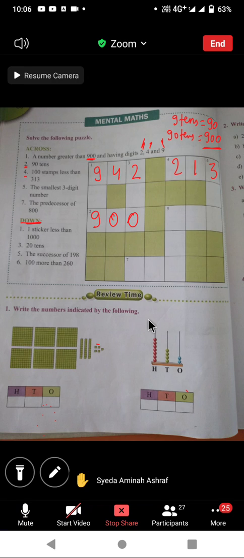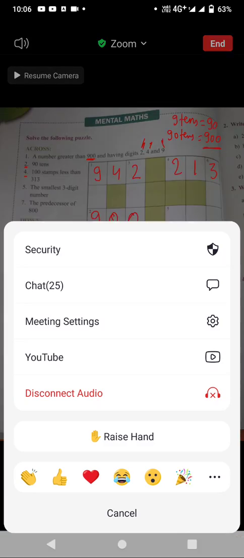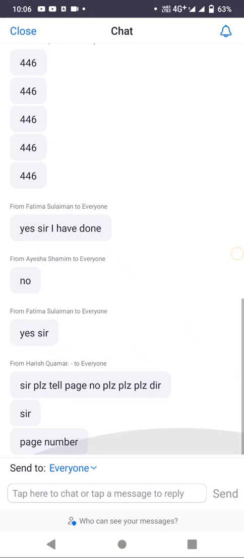Okay. So we can change this one number. Students, those who have not understood, write your name in the chat box. I will explain it again. The class of Harish Kumar, page number is 80. Maths book, page number 80. Mental maths corner is there.